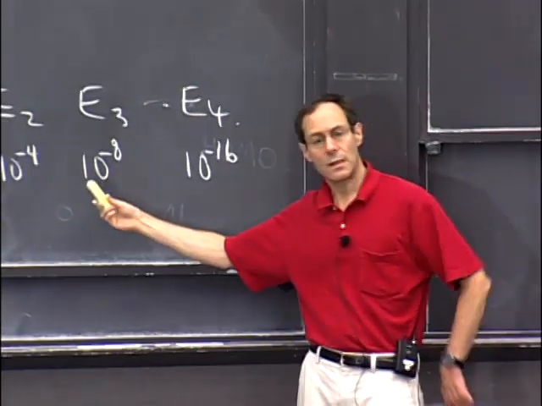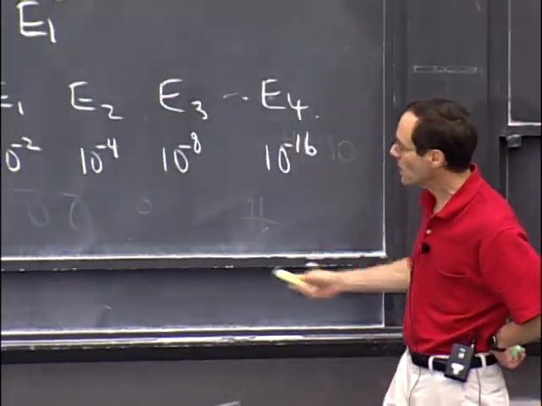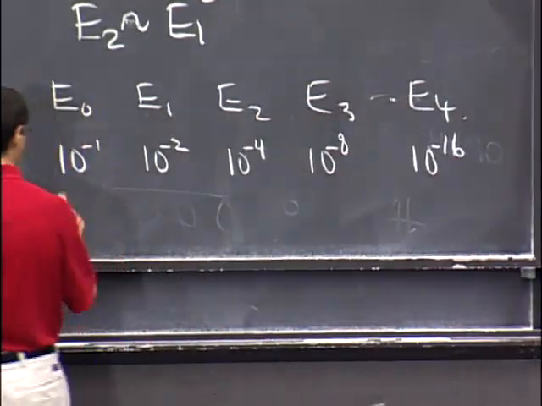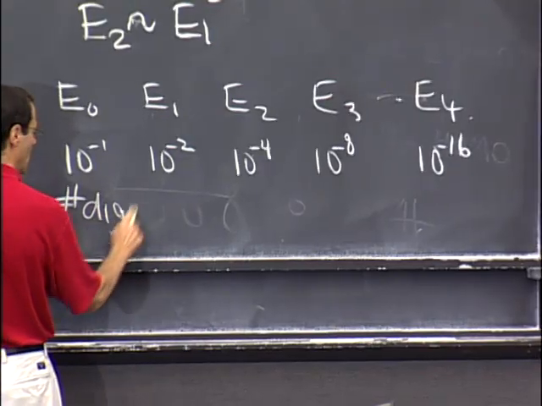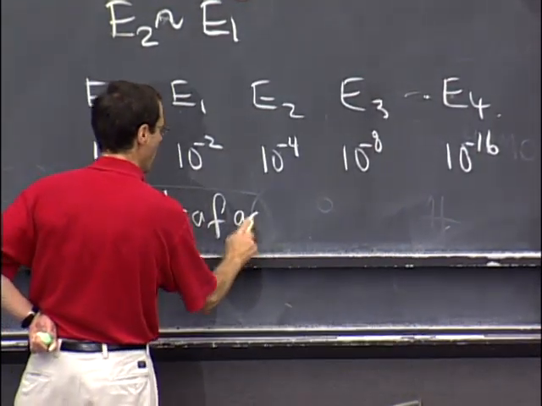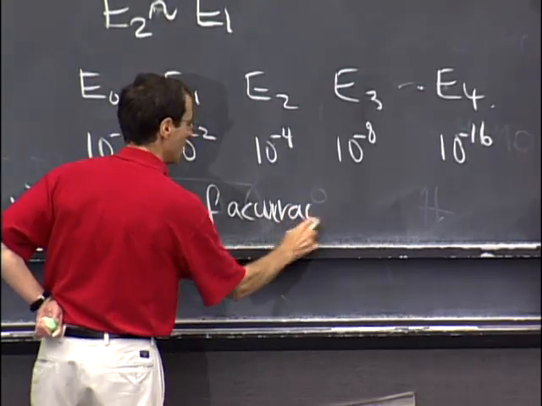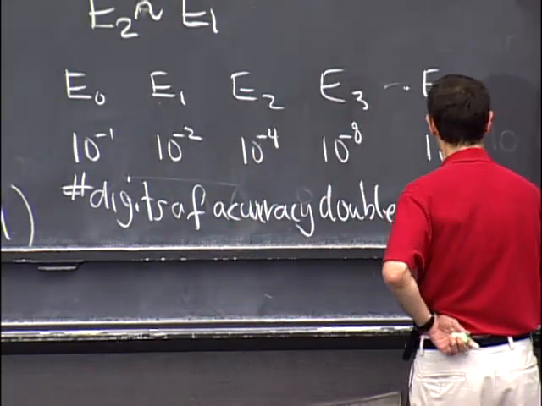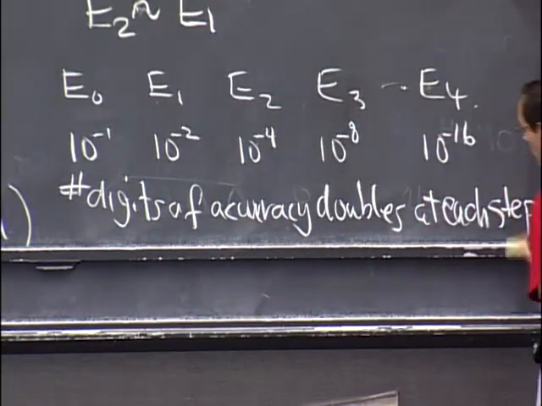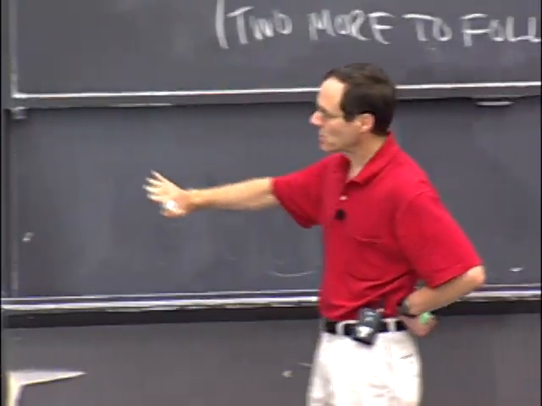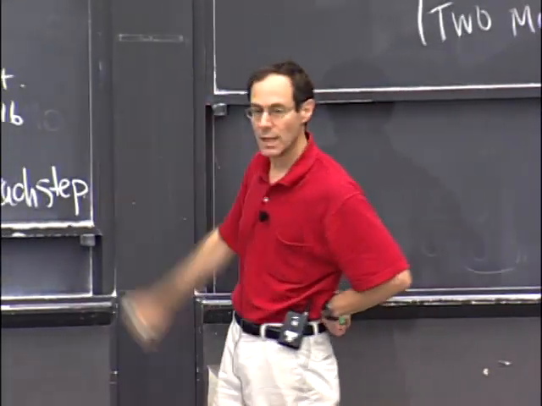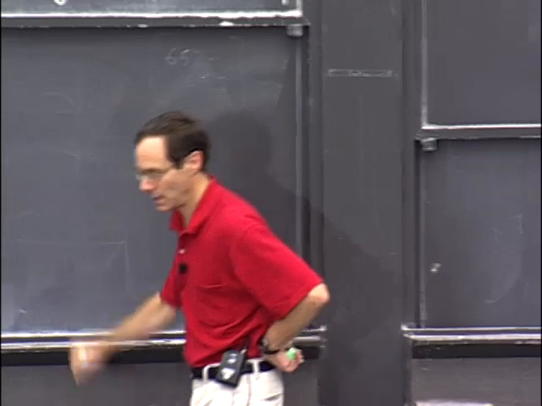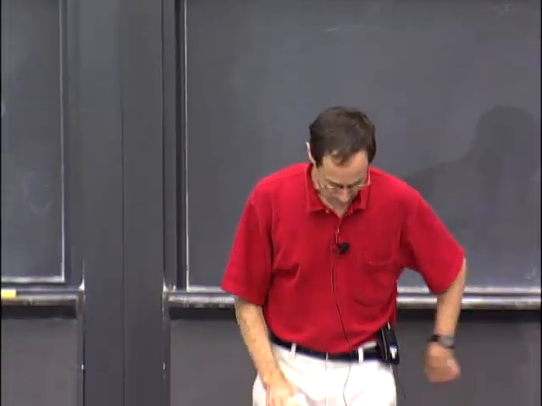Okay? The thing that's impressive about this list of numbers is you can see that the number of digits of accuracy doubles at each step. The number of digits of accuracy doubles at each step. So very, very quickly you get past the accuracy of your calculator, as you saw on your problem set. And this thing works beautifully.